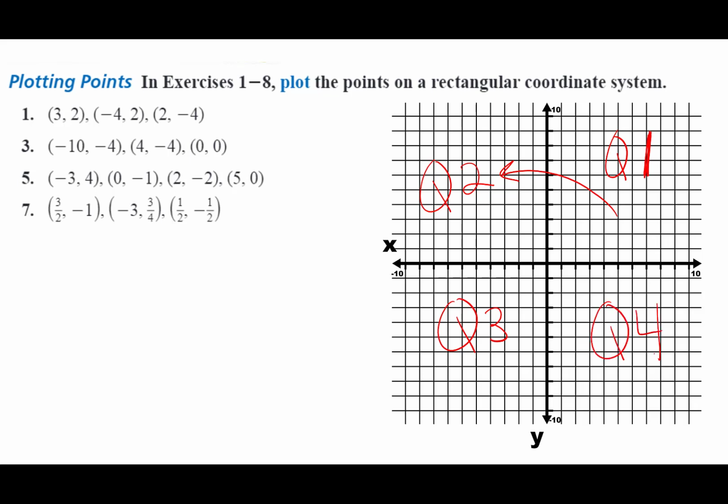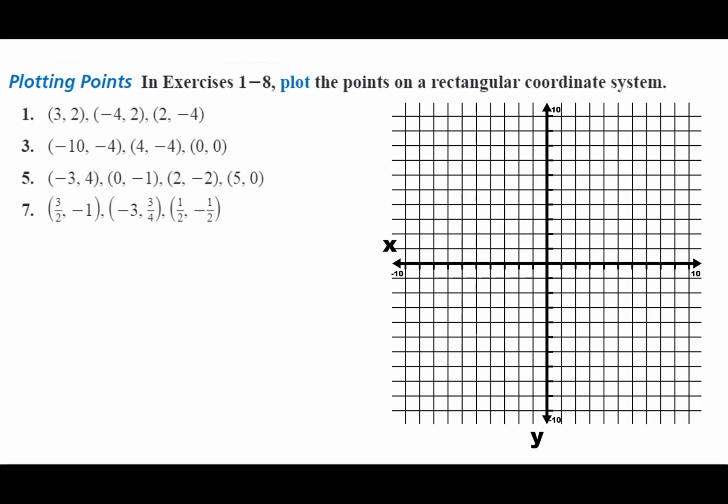So you may have questions on WebAssign or on a math test that gives you an ordered pair and asks you to identify which quadrant that ordered pair is in. So be prepared to know these quadrants. The next thing I want you to be able to do, and I want you to be able to do it really well and really quickly, is to plot points on this coordinate grid. Take a look at number 1.